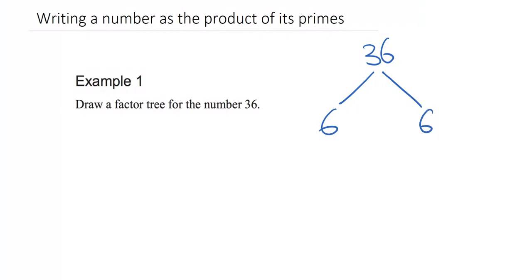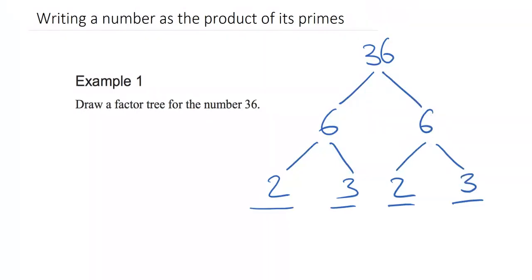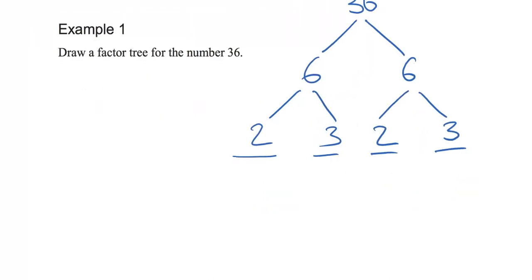So I'm going to split it into there. Now, if we see a prime number, we stop. But neither of these two sixes are prime. We can break them down, therefore, again, because 6 is going to be 2 times 3. 2 times 3. Now, at this stage, we now have all primes. So we stop. As soon as we get to primes, we can't break the number down any further, and we stop. And now we can write this out. 36 is 2 times 3 times 2 times 3.